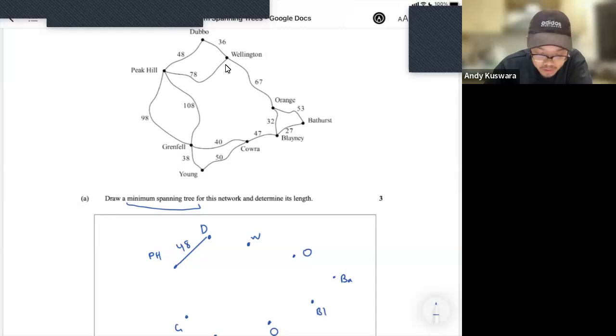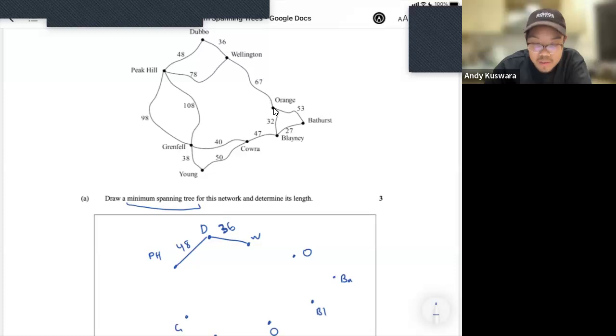But let's continue on. I've connected Dubbo. What I want to figure out now is, I'll have to connect to Wellington through the 36. That would be the shortest way for sure. Now I don't need that 78. I know 78 was shorter, but it wouldn't have connected Dubbo, so I'm not going to count that 78.